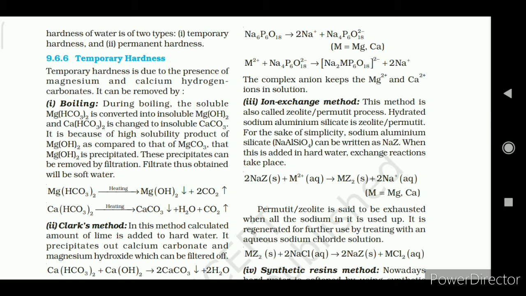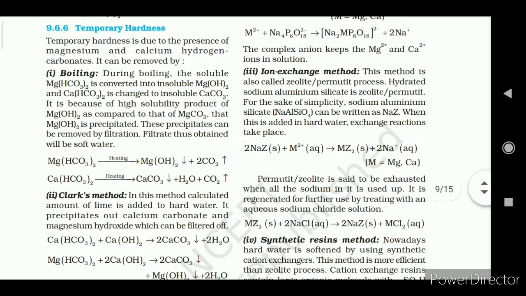Number 2. Clark's method. In this method, calculated amount of lime is added to hard water. It precipitates out calcium carbonate and magnesium hydroxide which can be filtered off.